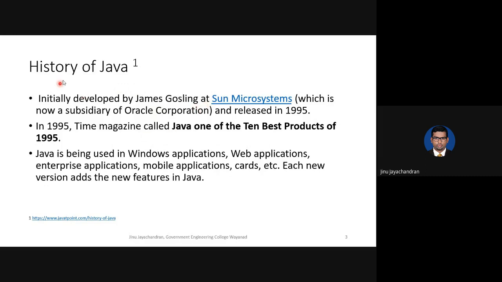Now, the Java name is actually from the island Java in the Indonesian islands. So why did they give the Java name? It's because it is the place where you will get the best coffee. So you can say the best coffee or the best programming language is Java. And initially, the name of the Java language was not Java; it was something called Oak. Oak is a tree. Then they changed it to Java after some discussions.